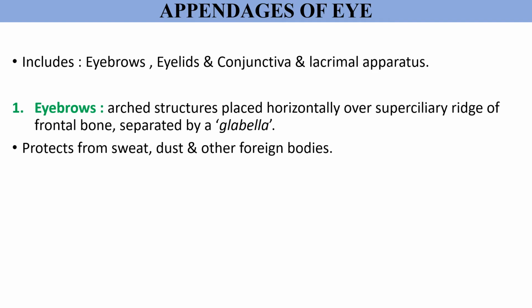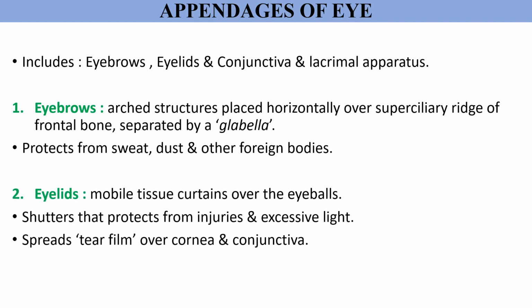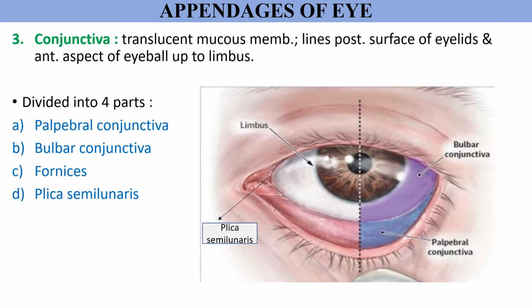The function of the eyebrows is to protect the eyeball from sweat, dust, and other foreign bodies. The eyelids are mobile tissue curtains that are present over the eyeballs. Eyelids act as shutters and protect the eyeballs from any injury or excessive exposure to light. They also help in spreading the tear film over the cornea and conjunctiva. The conjunctiva is a translucent mucous membrane that lines the posterior surface of the eyelids and the anterior aspect of the eyeballs up to the limbus.